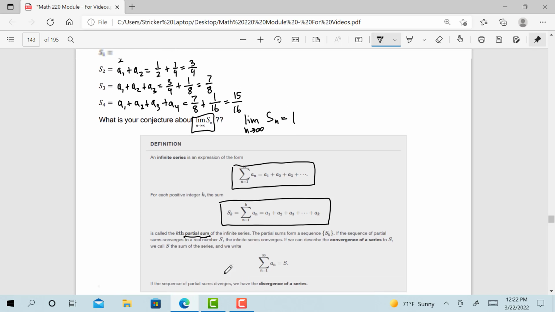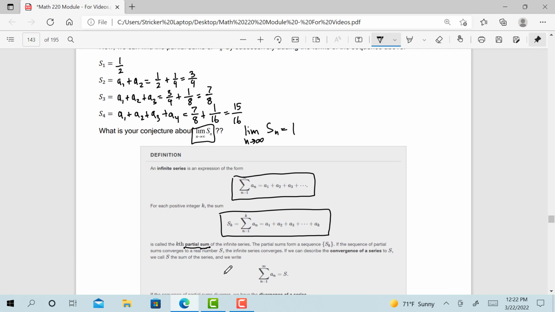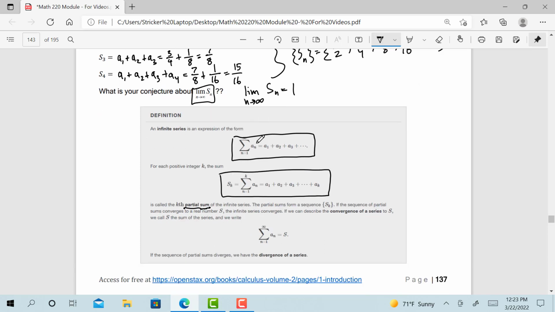So, in other words, if you were to take the partial sums in this example above, they would form a sequence where the first partial sum is 1/2, the next one is 3/4, the next one is 7/8, the next one is 15/16, and so on. This is a sequence. This is a sequence of the partial sums.